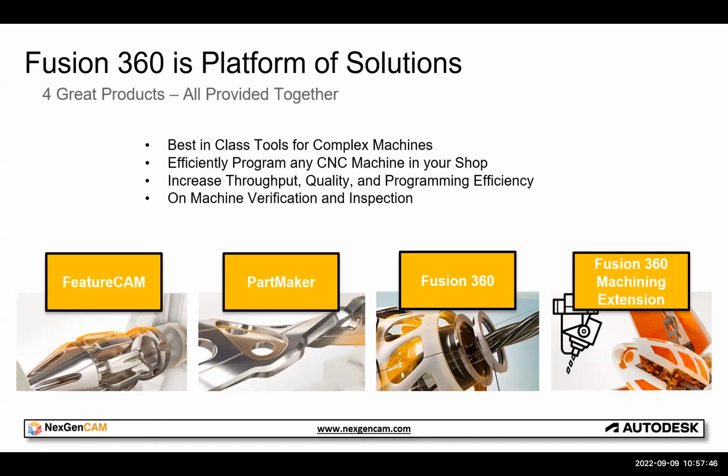So if you take all of this together, you could really run any machine in your shop. You're pretty much on the path to getting increases in your productivity and the results that you're looking for. Another thing that comes up a lot is the on-machine verification inspection that comes with Fusion, another thing that folks are using on that side of the equation.